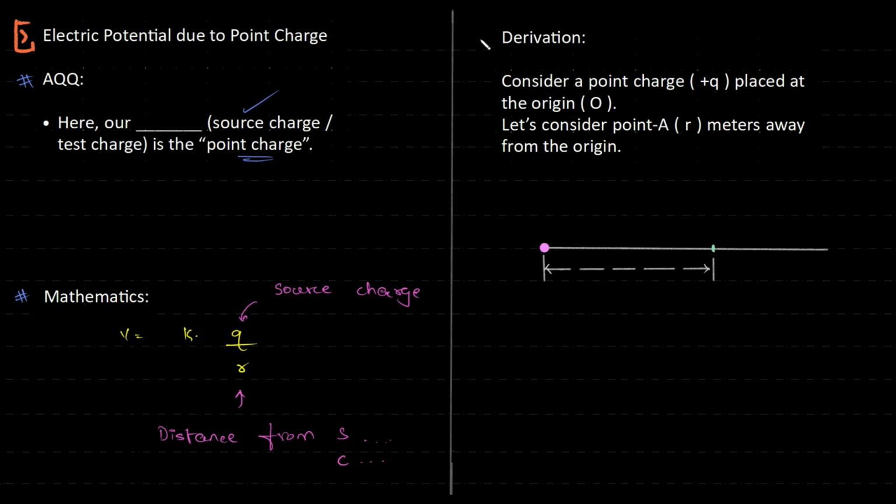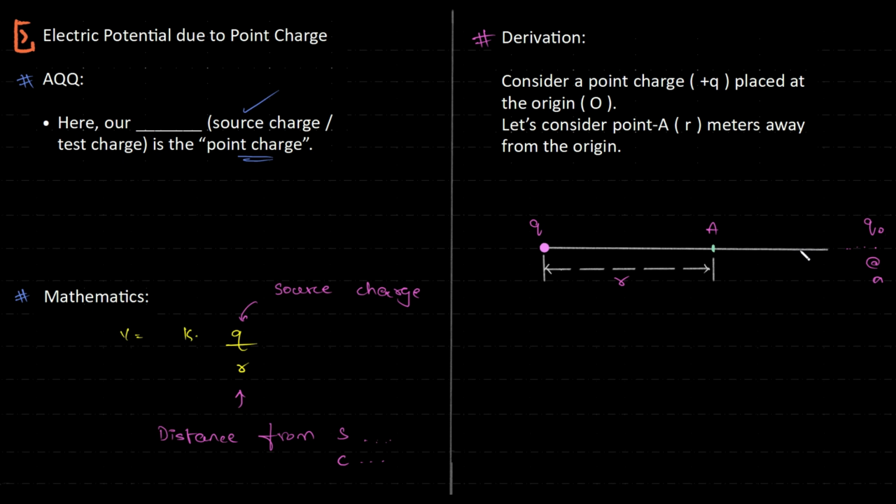Now, this is your actual derivation. So we are considering a charge which is Q and it's at the origin. And we are considering a point A which is R units away. Now we are trying to figure out a charge which is at infinity, say Q naught, with charge Q naught. It's being carried from infinity to point A. Now, how do we do it?